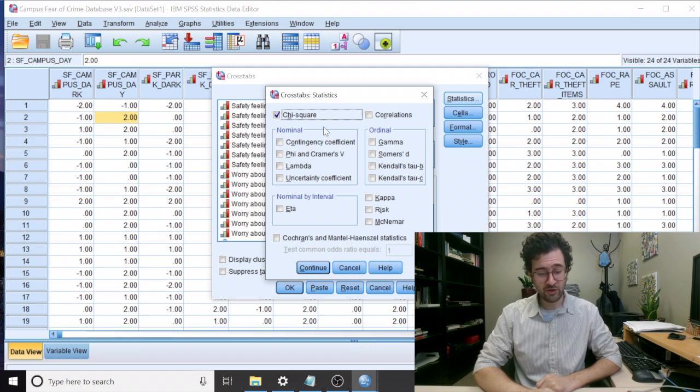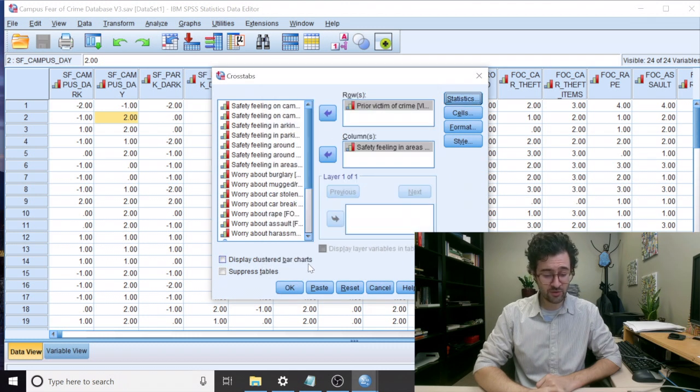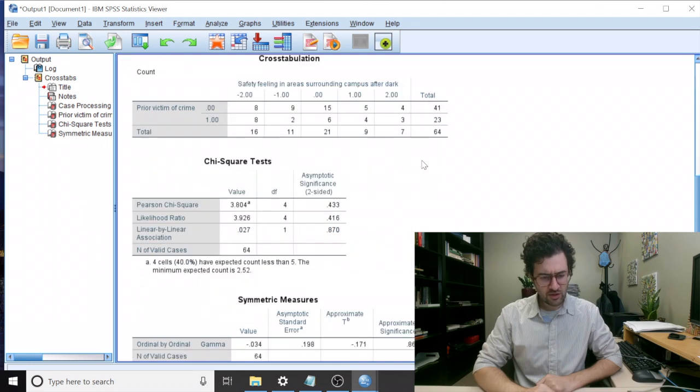If both of these variables were nominal, then I can measure the strength of the relationship using one of these statistics under the nominal section. However, since both of these variables are technically ordinal, then I can pick one of the options under the ordinal section. So here I'll check the box next to the word gamma. I'll then click Continue, and then I'll click OK. So SPSS gives us a cross tabulation between the relationship between prior victimization and safety feeling surrounding areas after dark. It also gives us our chi-square test of independence table.